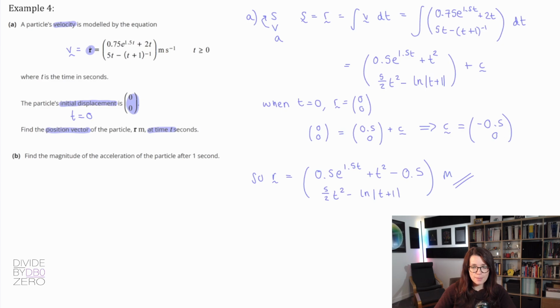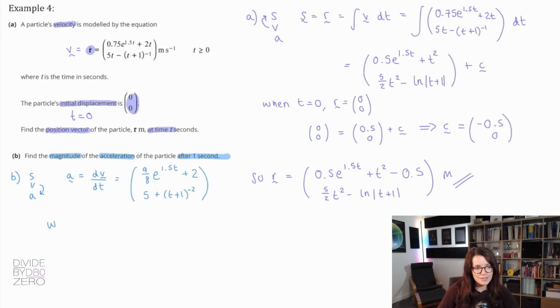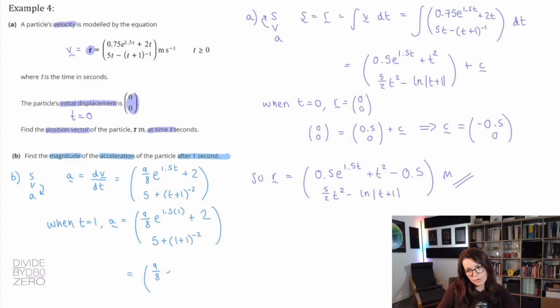Part B, they want the magnitude of the acceleration after 1 second. So if we write SVAR, we've got velocity and we want acceleration, so we're going down the list, therefore differentiation. So if we differentiate v, we get this. And then they want it after 1 second, so let's sub in t equals 1. That would give us this. Now we can tidy this up a little bit, but I would still keep it in terms of exact values, so in terms of e and fractions. Overall giving 9 over 8 e to the power of 1.5 plus 2, and then 21 over 4.